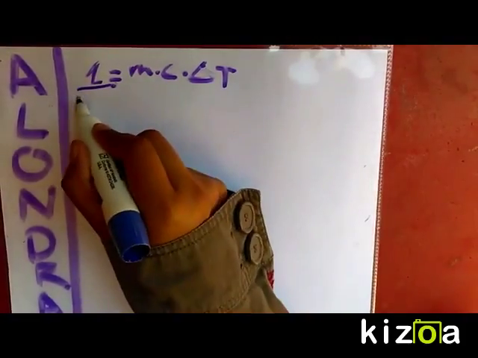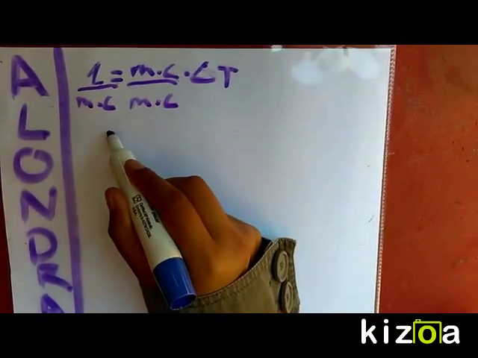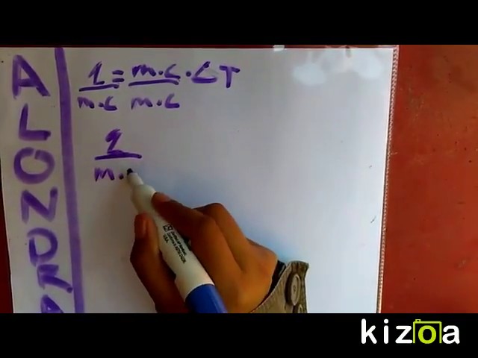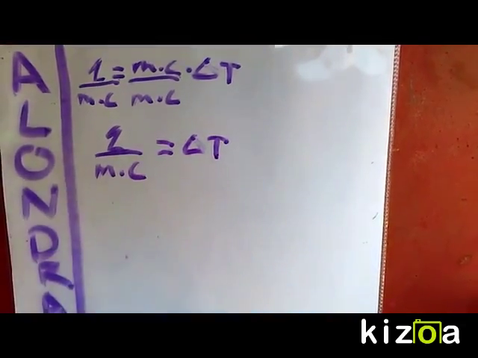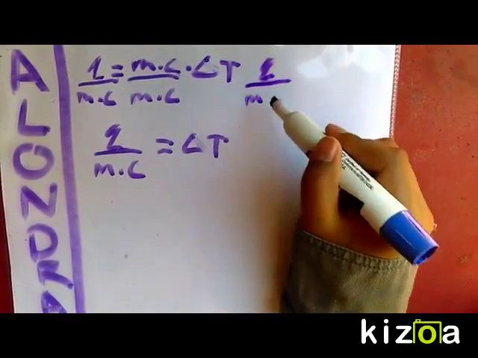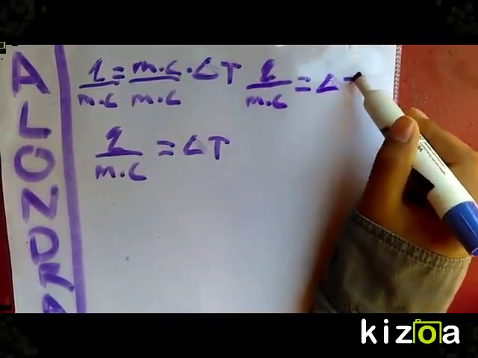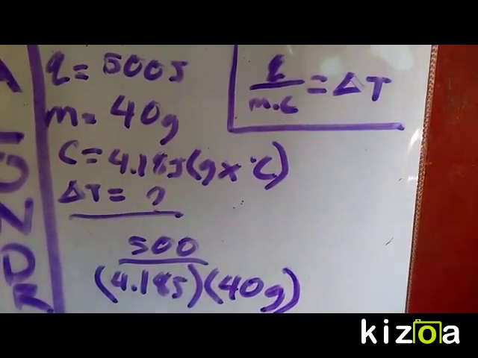But we need to solve for triangle T, so we're going to convert this equation to a formula that will allow us to solve for triangle T. We divide by M times C, and once we solve for that, we get Q over M times C equals triangle T. So we're going to use this equation to solve for triangle T, and we're going to plug in the variables. Once we have this, then we just have to solve.